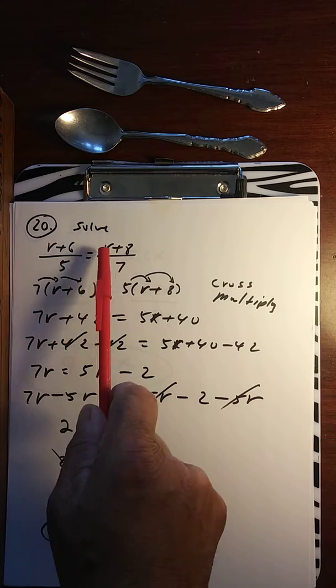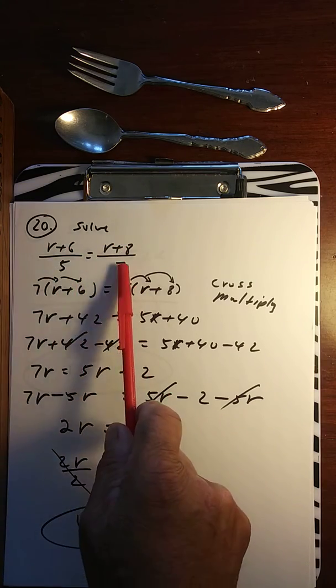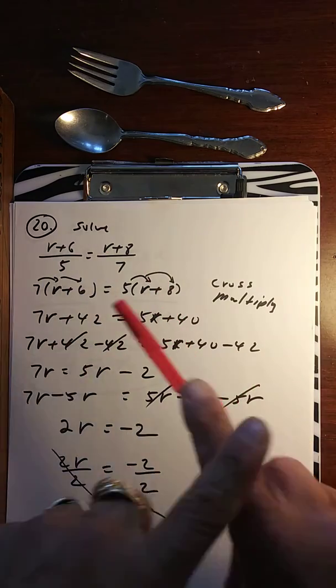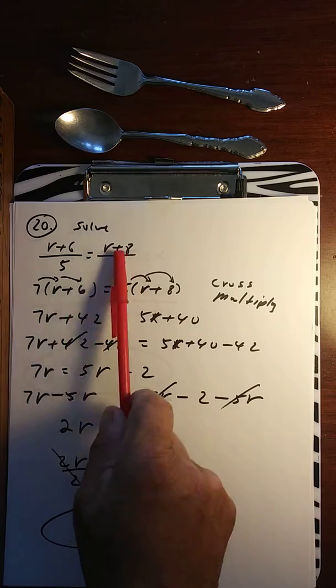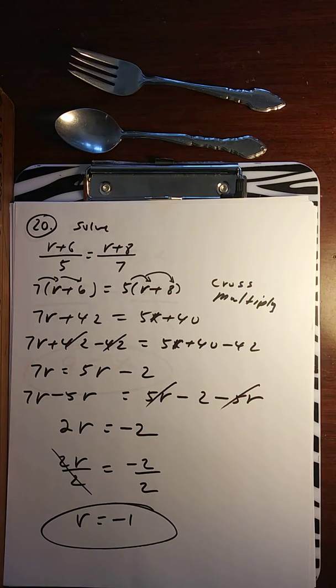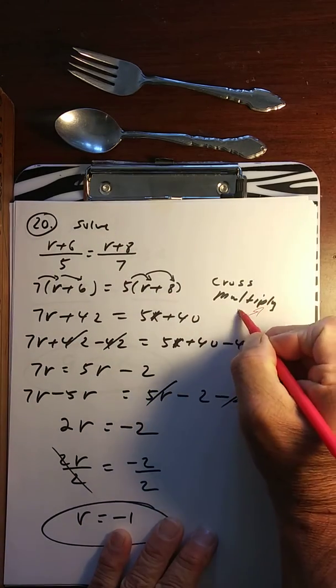R plus 6 over 5, R plus 8 over 7. So now we're going to cross multiply. This times this, and that times that. Cross multiply the numbers. So 7 times R plus 6, 5 times R plus 8. Cross multiply the numbers this way. That's all I'm doing.